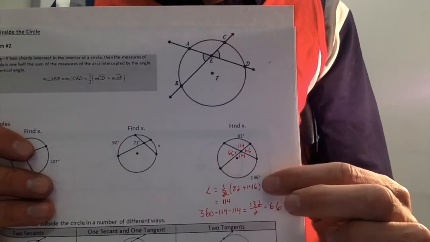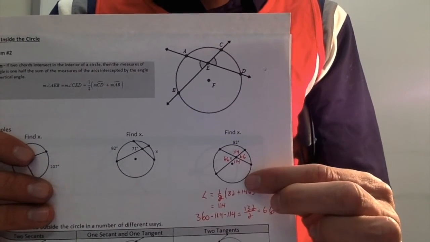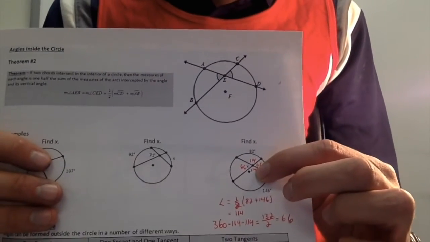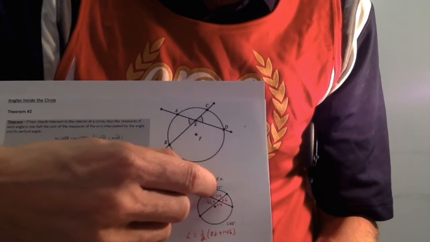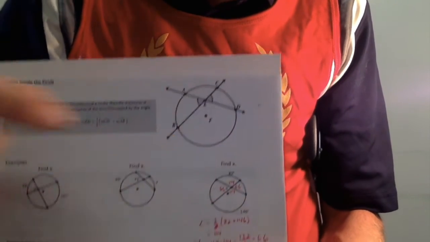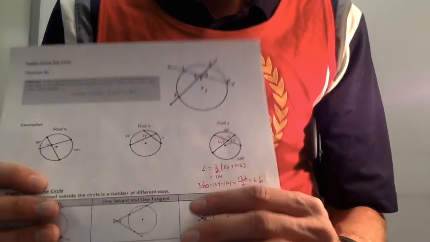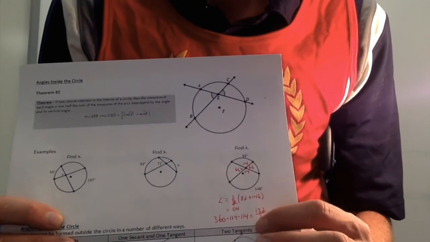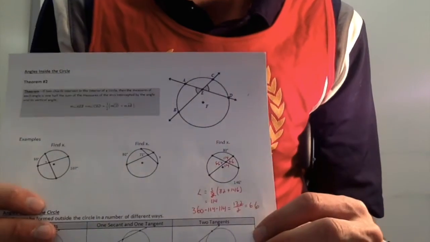So what we had to do is add these two things together and then divide by 2, or multiply by half, and that gave you 114. And then since this complete thing is 360 degrees all the way around that dot, I know the other two angles have to be equal to each other. So what I did is I subtracted 360 minus 114 minus 114, and that gave me 132. And since there's two angles, I had to divide by 2, and that gave us 66.